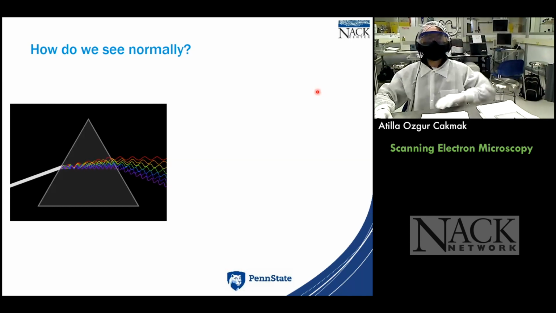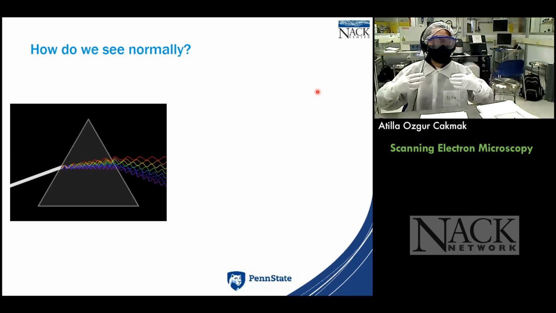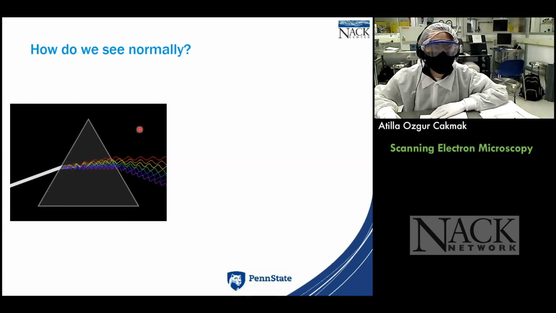So how do we see normally, and why do we need nanocharacterization? Why are we doing this in the first place? We always see using optical light, right? That's what we have always traditionally relied on. And what is an optical wave? What is this light that we're talking about?